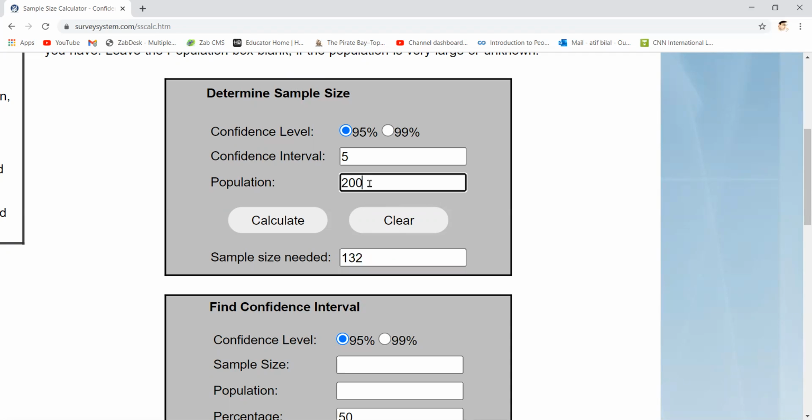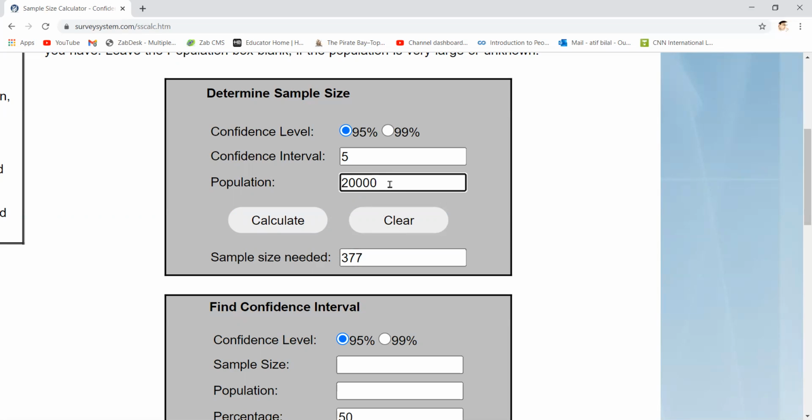Now let's suppose your population is 2000 instead of 200. When you calculate, it is going to say 322, which means that for a population of 2000, you need to collect data from at least 322 people. Now, let's just take it to 20,000 and then calculate. It is going to say 377. The moment you keep on increasing the population number, the sample size will be increasing.